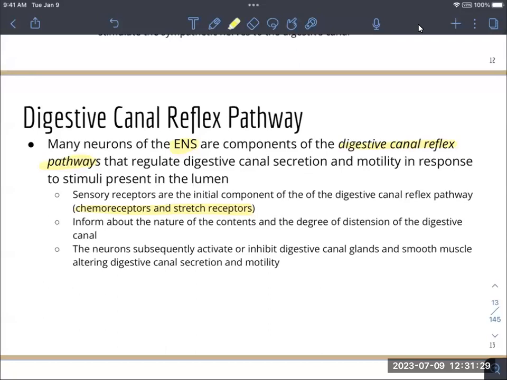The neurons will either activate or inhibit those digestive canal glands. And it's just going to depend on what else is happening around, what else the body is going through at that time. So it can also take that smooth muscle and it can alter motility, how fast something is traveling through that digestive canal. Does it speed something up or does it slow something down?